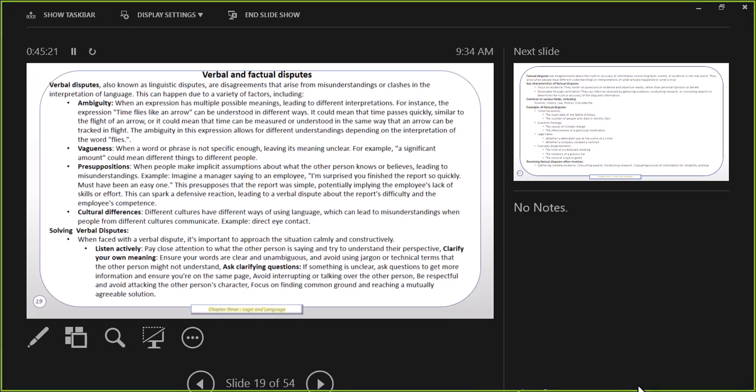Different cultures have different ways of using language, which can lead to misunderstanding when people from different cultures communicate. For example, direct eye contact. It may lead to dispute, right?